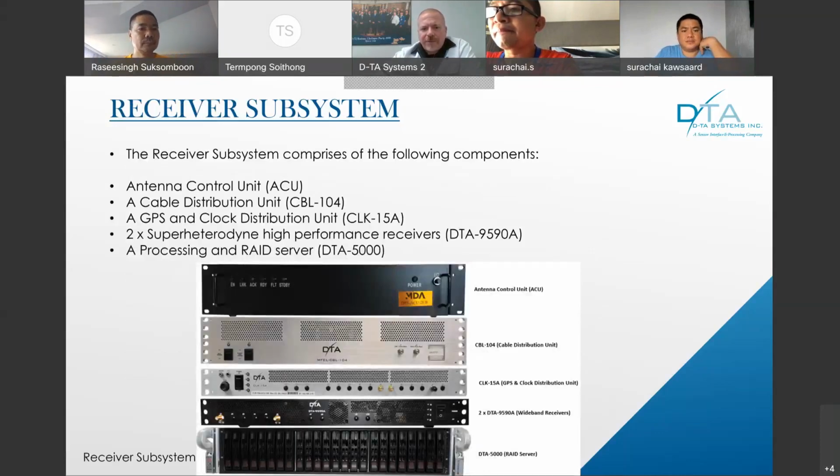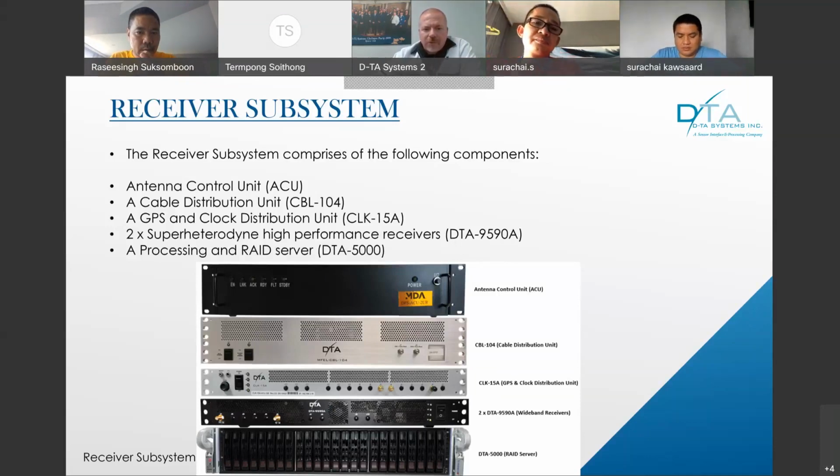Now, your receiver subsystem comprises the antenna control unit, or ACU, which provides your power and control to the spinning DF antenna, your cable distribution unit, or CBL 104, which is your primary entry for all your signals before going to the receivers, and the GPS and clock distribution unit, which provides you with your GPS timing.